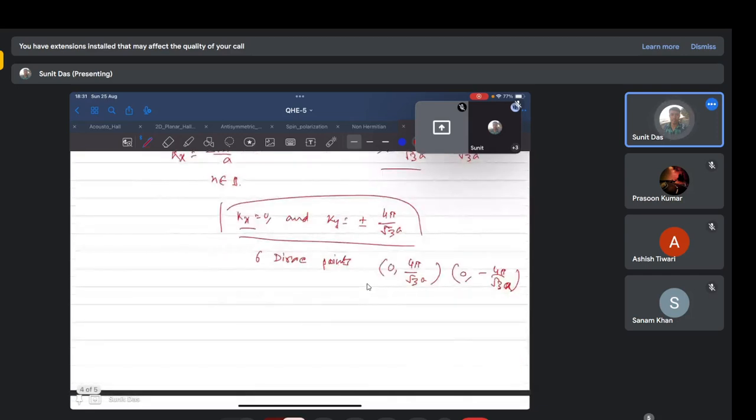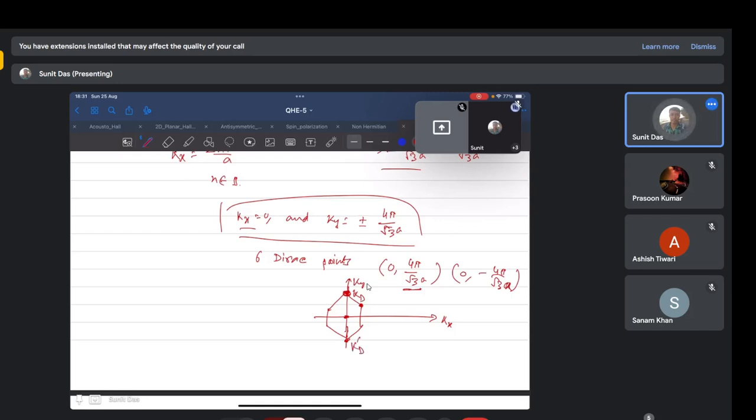So this means that one of the Dirac points lies on the y axis, right? So we had something like this Brillouin zone, kx and ky. So this is my plus 4 pi by root 3a, and this is minus 4 pi by root 3a, whereas the kx coordinate remains 0. And then we can have other corner Dirac points. So this is, let's say, k Dirac, and this is k Dirac prime.